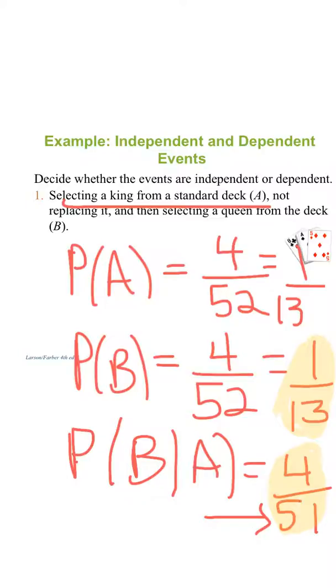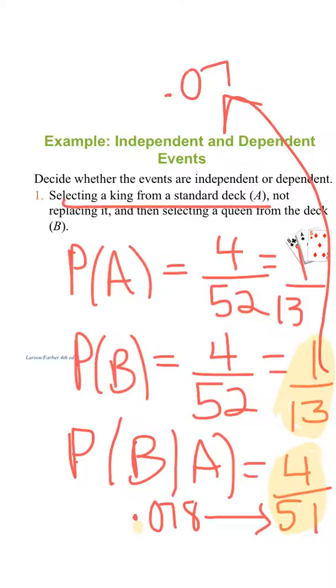If you divide 4 by 51, you get 0.078. So 4 divided by 51 is 0.078, which needs to be equal to 1/13. And 1 divided by 13 is 0.0769. So clearly, they're close. 4 divided by 51 and 1 divided by 13 are very close in value, but they're not equal to one another.